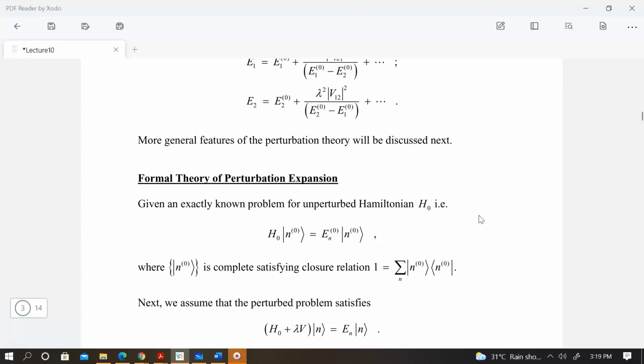So let's now consider something much more general, where your basis states might even be infinite for that matter. Again, we assume this unperturbed Hamiltonian eigenequation given by this, and these n naught, your eigenstates, will form a basis. So in the context of the unperturbed Hamiltonian, the basis states will obey this completeness relation given here.